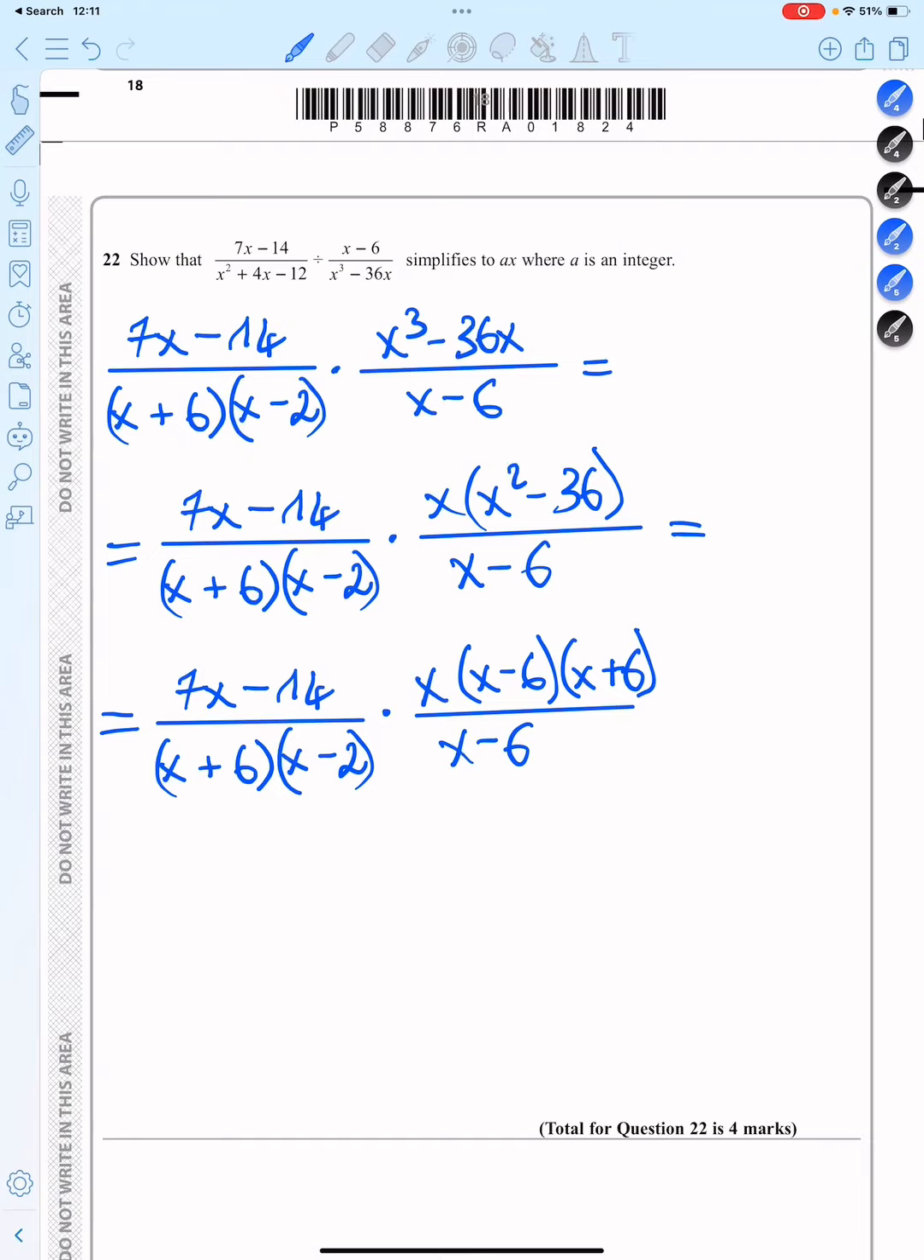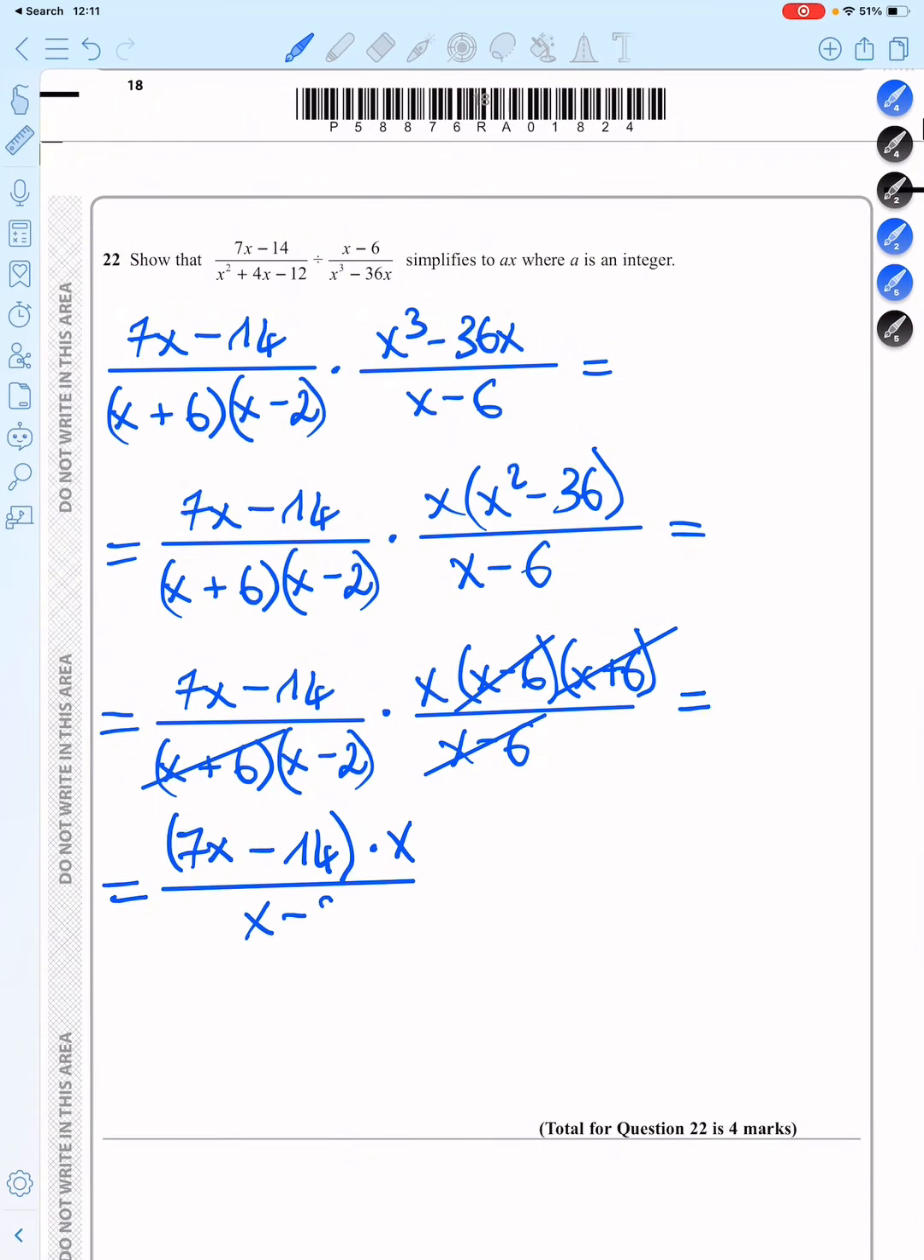So now we have everything factorized. We can clearly see what's going to happen. x minus 6 is going to cancel out. x plus 6 is going to cancel out. And we're going to be left with, on the numerator, we're going to just multiply these 2, and the denominator is going to be x minus 2. So this is going to be equal to 7x minus 14 times x over x minus 2.